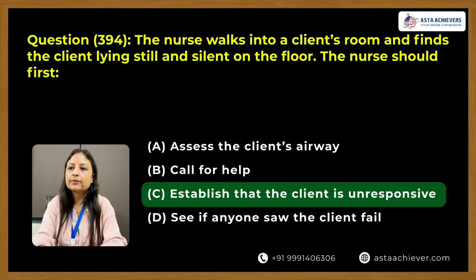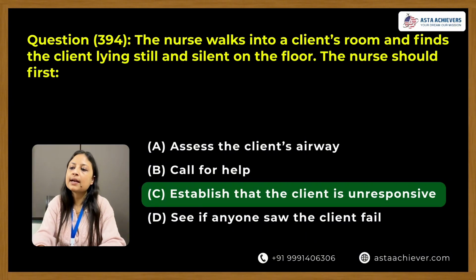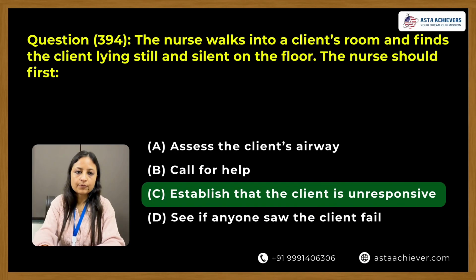Question number 394. The nurse walks into a client's room and finds the client lying still and silent on the floor. The nurse should first: option A, assess the client's airway; option B, call for help; option C, establish that the client is unresponsive; and option D, see if anyone saw the client fall. Option C, establish that the client is unresponsive, is the correct answer, because the first step in CPR is to establish unresponsiveness. The second step is to call for help, and the third is opening the airway.